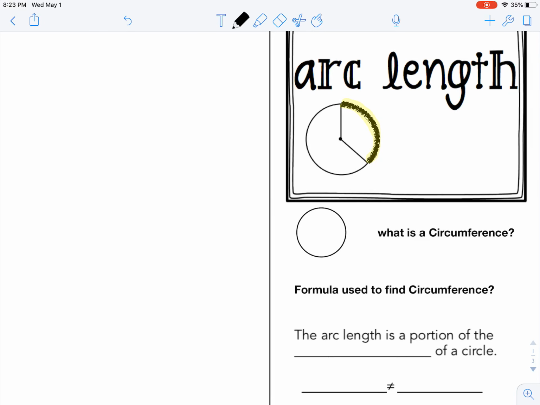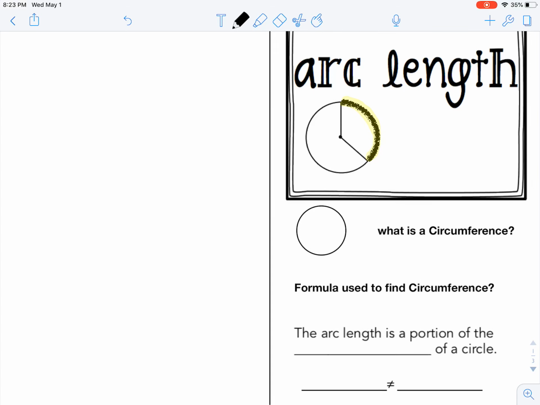So we have a circumference. What is a circumference? Well, back in the day when you first learned about circles, circumference is like the perimeter of the circle. It is the distance around the circle. So they're talking about this all the way around this circle right here. That is a circumference.